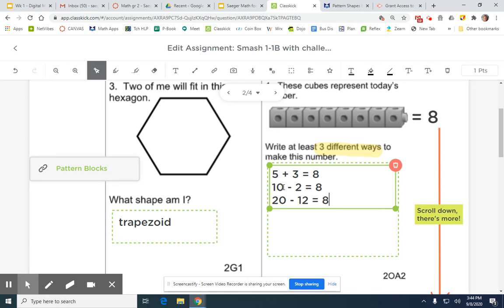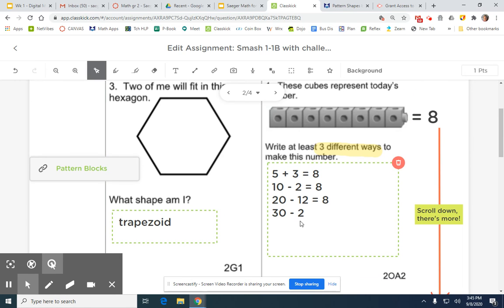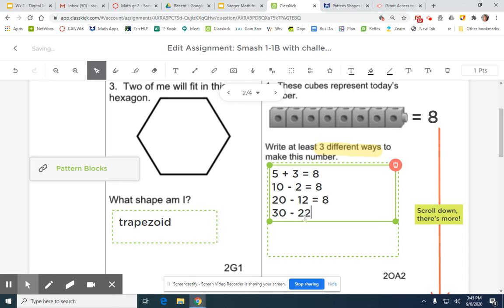20 is one more 10 than the original 10 I had to start with. And 12 is one more 10 than the 2. So if I add 10 to the first number, my total, and to the part that's being taken away, then my ending result is the same. So if I continue this pattern, if I start out with 3 10s and I take away 2 10s and 2 1s, I will end up with 8.